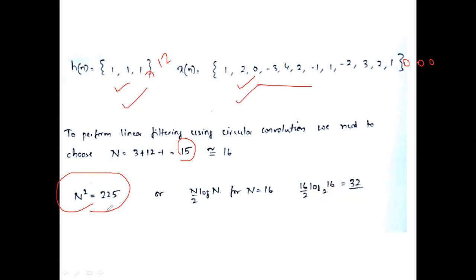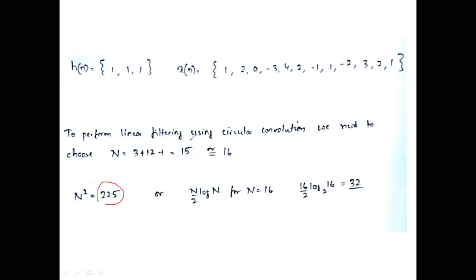For the first sequence, there are 225 multiplications. For the second sequence also, another 225 multiplications. Then you have to multiply X of n with H of n. That's another 15 multiplications. Then you have to take the IDFT. So this is 225 into 3 plus 15, that's a lot of multiplications. Now imagine the situation, if it's a 5-second audio, then there will be 40,000 samples.